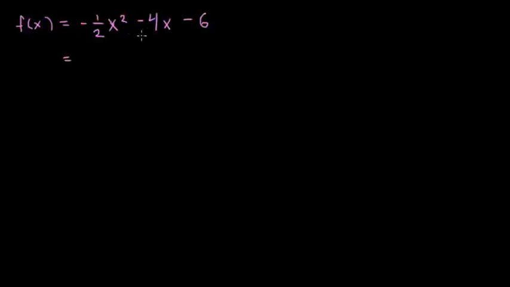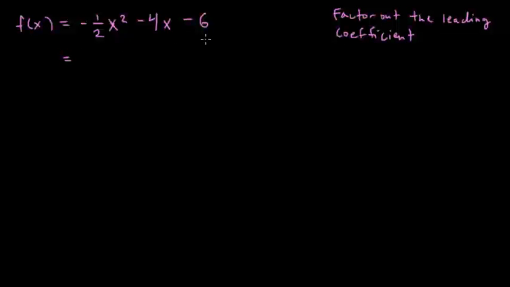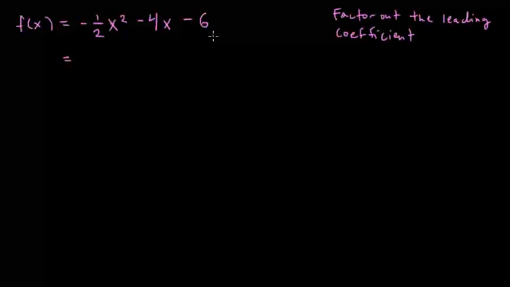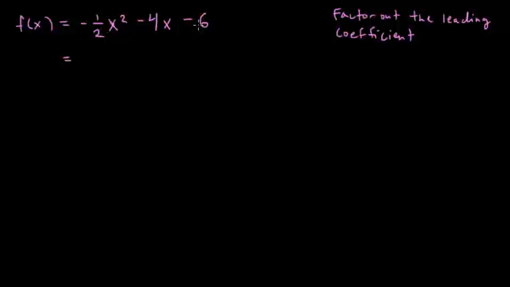What's the first step? Well, the first step is to factor out the leading coefficient. That way we can turn this more difficult completing the square problem into a much simpler completing the square problem. So when I factor out the leading coefficient, which is negative 1/2, I get negative 1/2 times the quantity x squared. And if I take a negative 1/2 out of a negative 4, I actually get plus 8x.